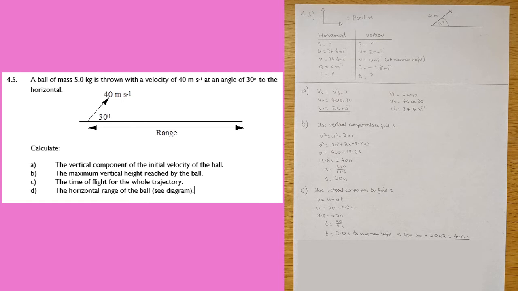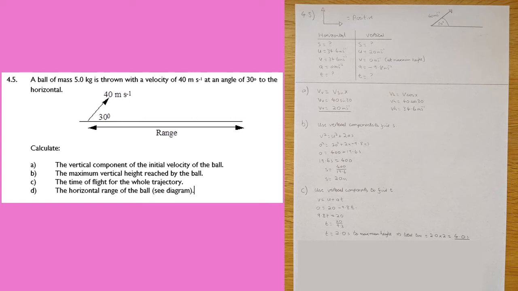So we can use the vertical components and use the formula v equals u plus at, and that gives us a time to the maximum height. If we take v equal to 0, it's 2 seconds for the ball to reach its maximum height. So if it takes 2 seconds to reach its maximum height, the total time of flight for the whole trajectory would be 4 seconds. It's 2 seconds to the maximum height and then another 2 seconds to land.